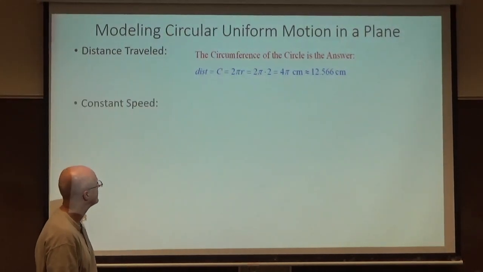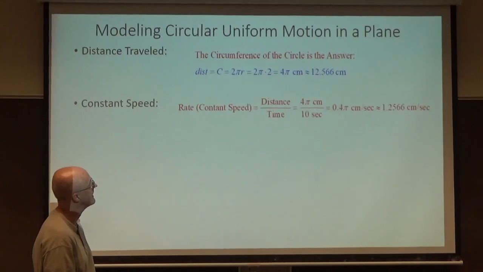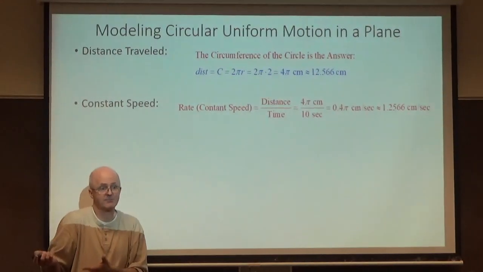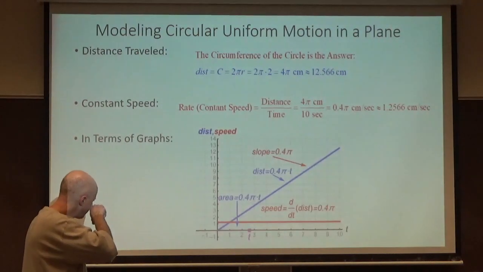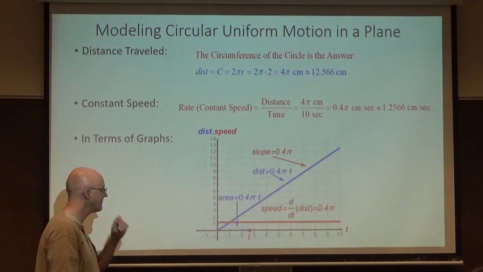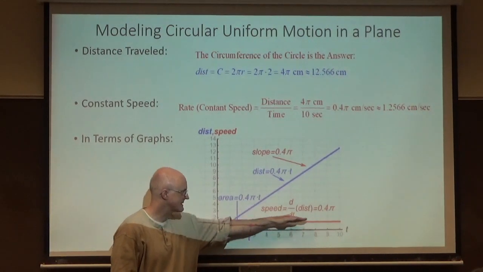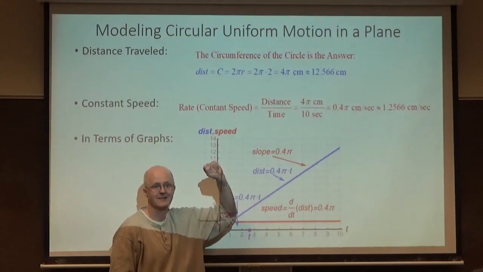How about the constant speed? Distance divided by time. 4 pi centimeters divided by 10 seconds is 0.4 pi centimeters per second, which is about 1.2566 centimeters per second. We can graph, once again, the distance traveled and speed as functions of time. And the graphs are going to look very similar to what they looked before because this is a constant speed. It doesn't matter that the path is a circle. These graphs look pretty much the same. They're not exactly the same, but they're very similar. Instead of a constant speed of 1.3, it's a constant speed of 0.4 pi, which is close to 1.3.